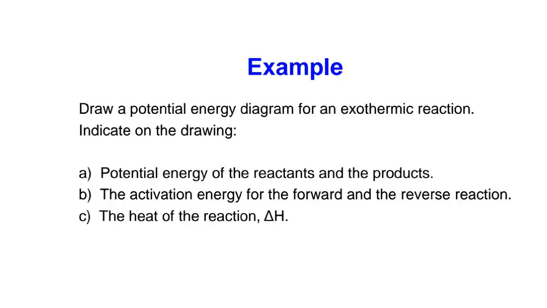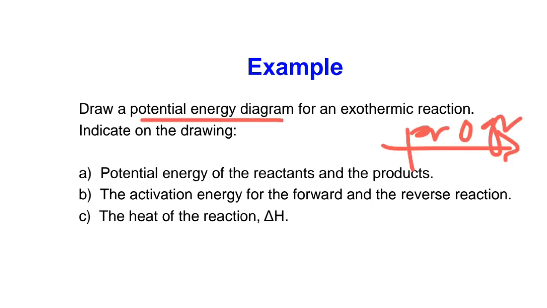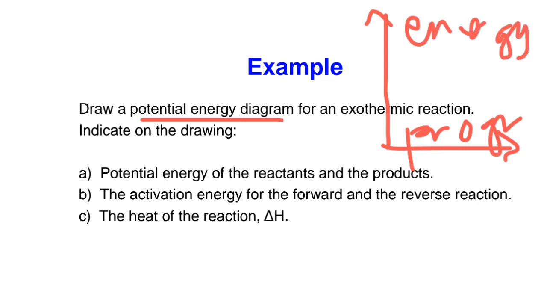Example of questions for this subtopic. First, draw a potential energy diagram for an exothermic reaction. The term potential energy diagram refers to the energy profile diagram, which has the x-axis representing progress of reaction and the y-axis representing potential energy. On the graph, you must indicate the potential energy of the reactants and the products.